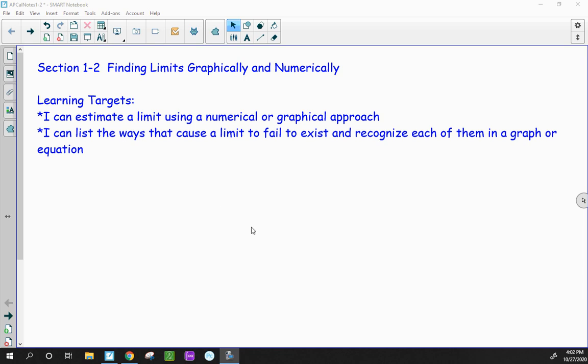AP Section 1-2 is on finding limits graphically and numerically. The learning targets. First one, I can estimate a limit using a numerical or graphical approach. Second, I can list the ways that cause a limit to fail to exist and also recognize each of them, whether it be in a graph or in an equation.